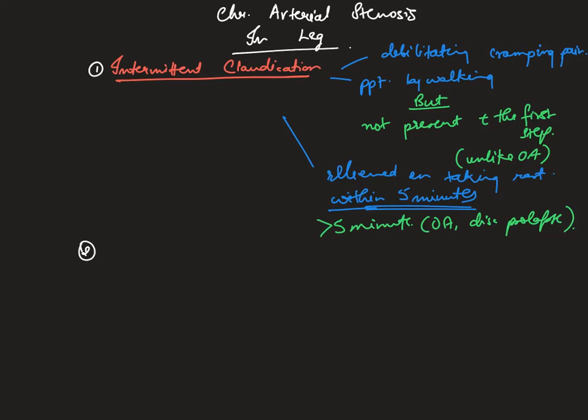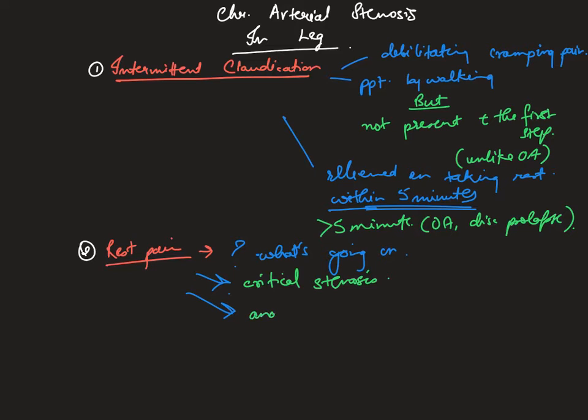Next thing is rest pain. Now the name implies that rest pain means pain during the rest. That's so simple. But why? Why rest pain? What's going on? So what's going on is that there is critical stenosis here. And as a result, there is anaerobic metabolism even at rest. So that produces pain. Okay, so what will the patient say to you?